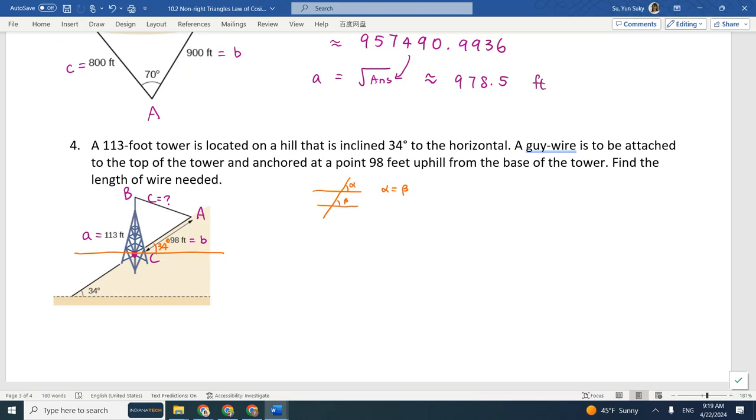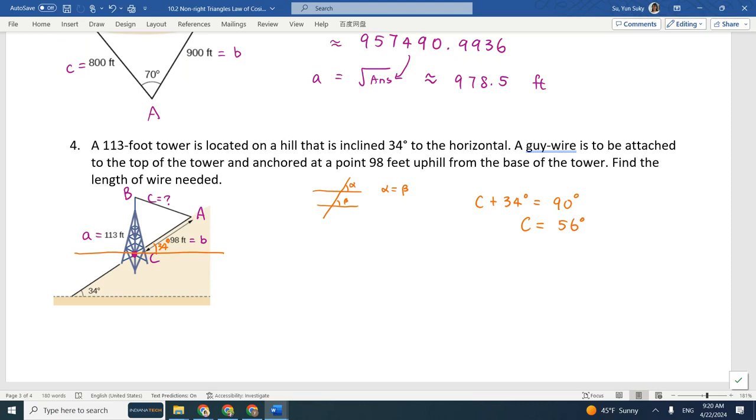And this angle, they add up together to 90 degrees. So they are not supplementary angles, they are complementary angles. So angle C plus 34 degrees is 90 degrees. So what is the angle C? 56 degrees. Right, everybody?